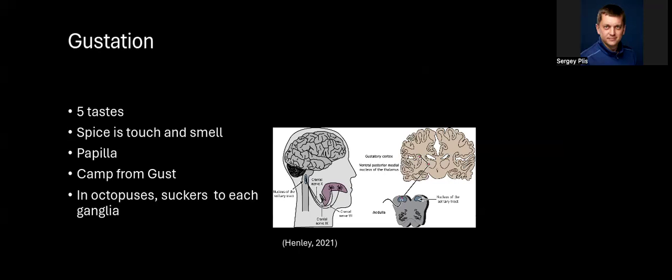Umami is just protein sensing, so that's probably its evolutionary purpose. Sour we know is an ion channel. Salt we don't know the receptor, and bitter we don't know the receptor, but we know it has something to do with poison. So think about that with coffee, I guess. So those are the five tastes. Spicy is not one.